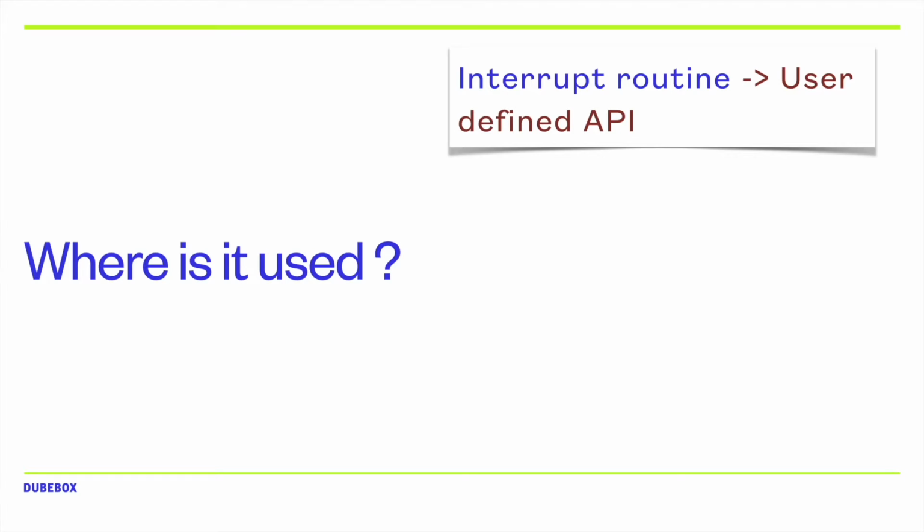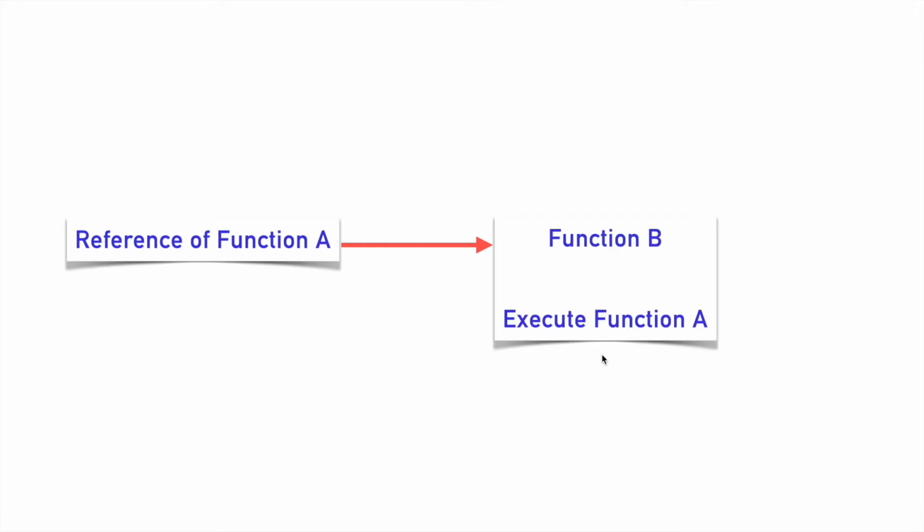This problem can be solved using the callback mechanism. In the callback mechanism, a reference of a function A will be passed to another function B, from which function A will be called back, meaning executed.